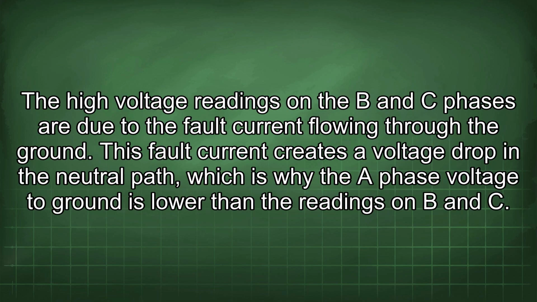The high voltage readings on the B and C phases are due to the fault current flowing through the ground. This fault current creates a voltage drop in the neutral path, which is why the phase voltage to ground is lower than the readings on B and C.